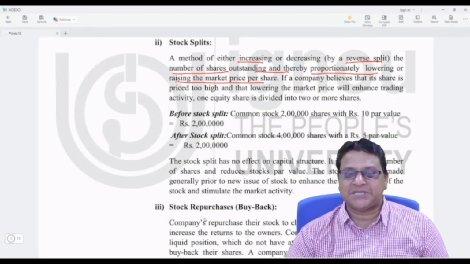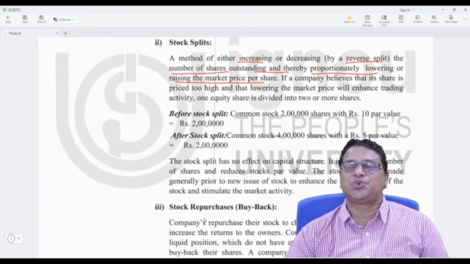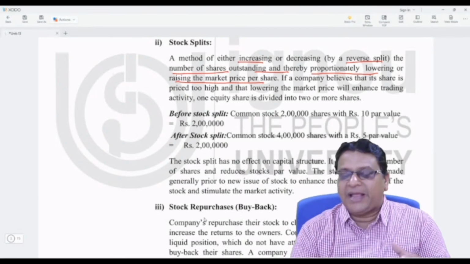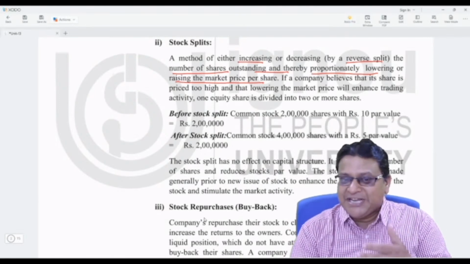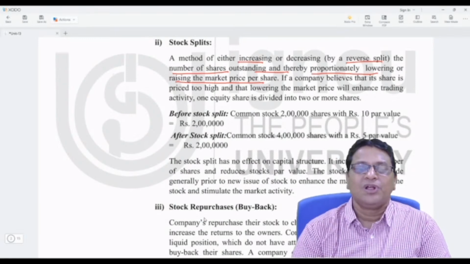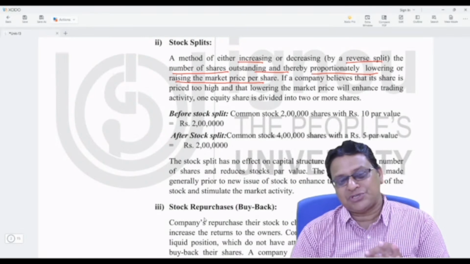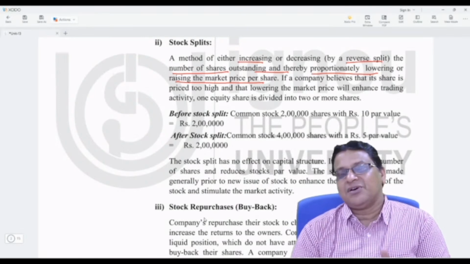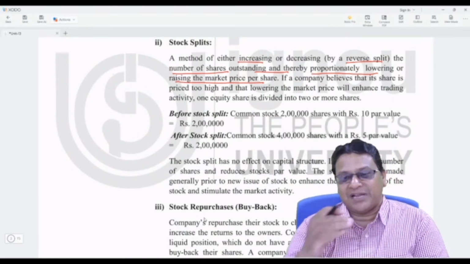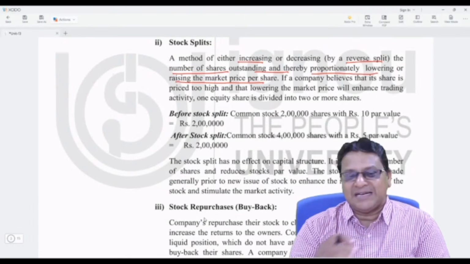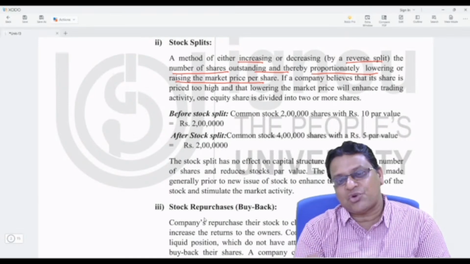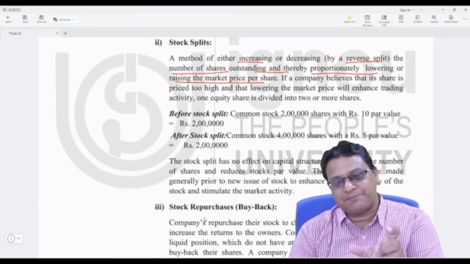If a company believes that the stock price is too high and the trading activity of the stock is low, in that case, the company may go for stock split. The company will go for stock split if it believes that the share price is very high in the market. The second thing is the trading activity in that stock is low because the share price is high.